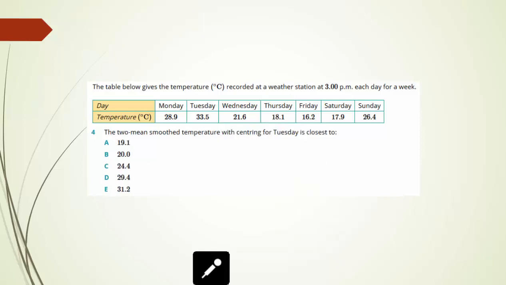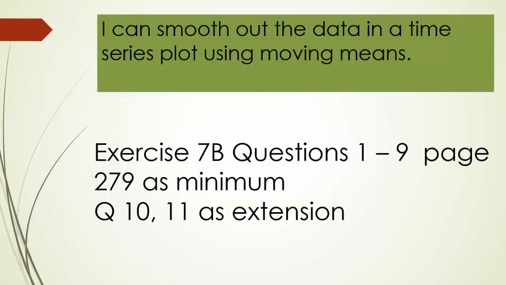2 mean smooth temperature with centering for Tuesday is closest to which of these? So take Tuesday within 2. So first of all, we want the first 2, which is 31.2. And then we want, that's Monday, Tuesday, then we want Tuesday, Wednesday, which is those 2, gives you a new average. The average of those 2 averages is 29.375, which is pretty close to number D there.